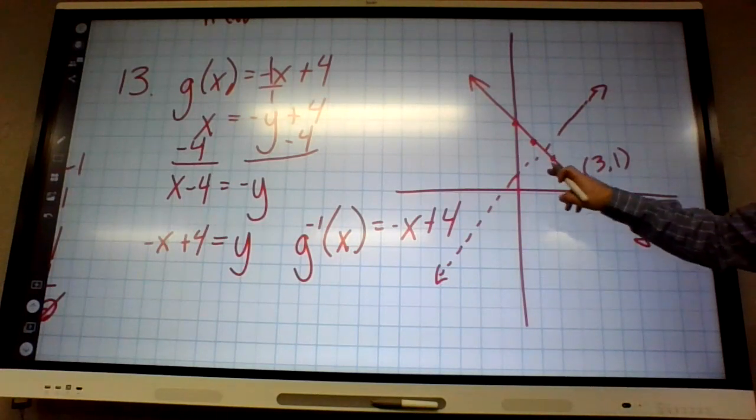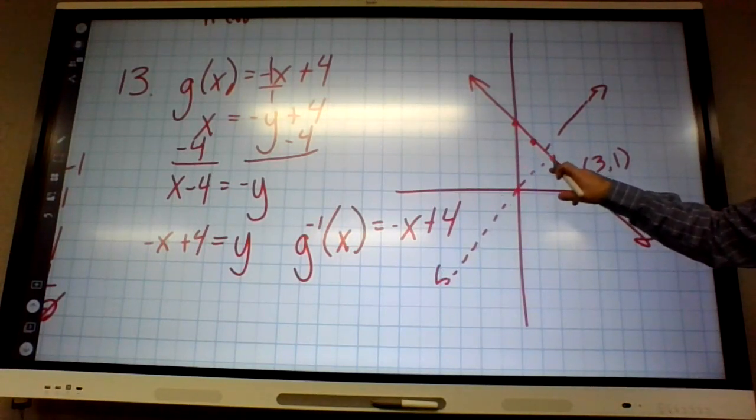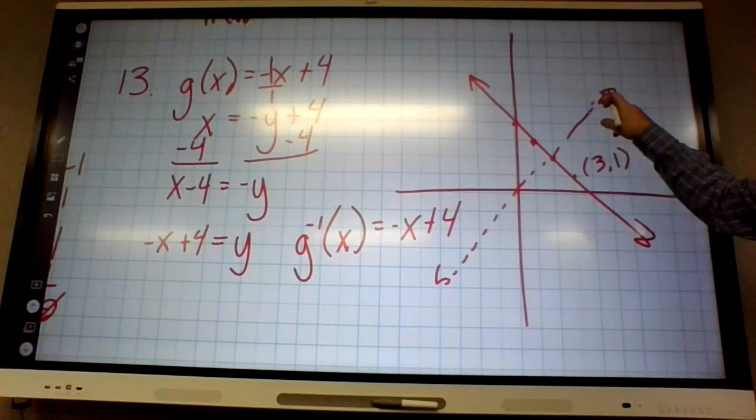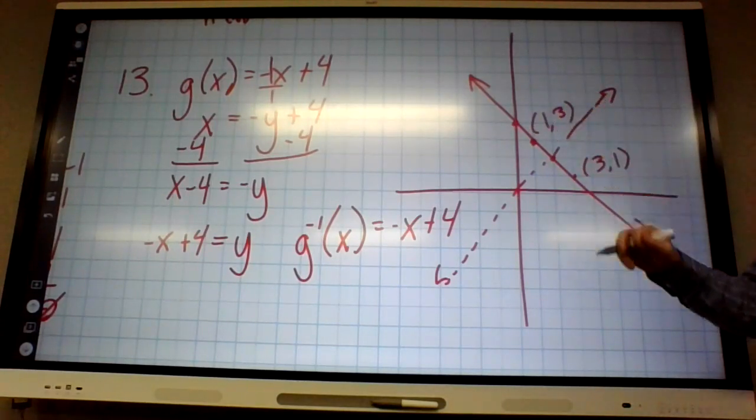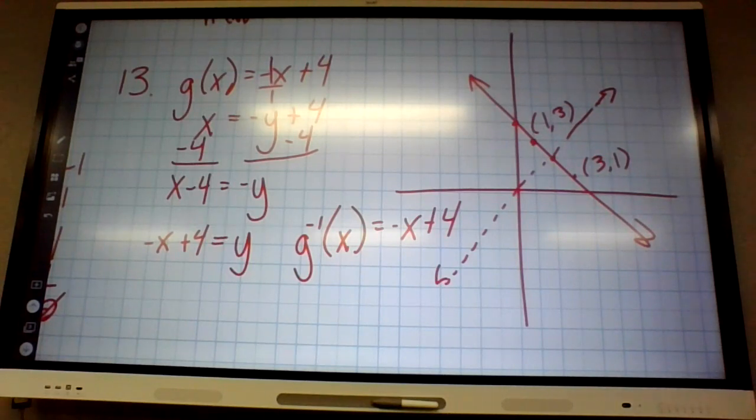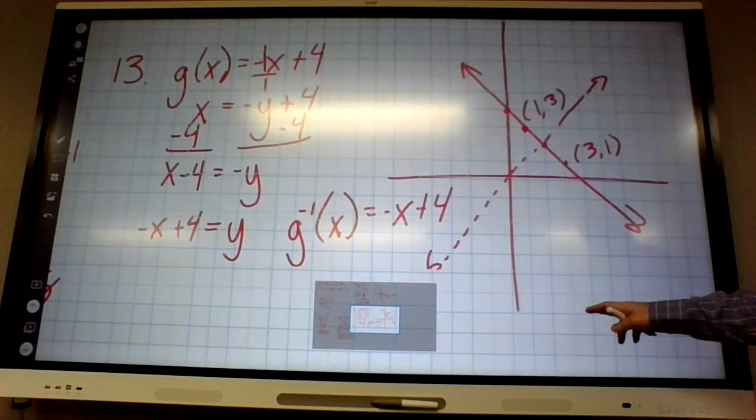That was kind of sloppy. There we go. All the inverse points are on the same line as the line itself. So basically anytime you have a slope of negative 1 on a line, it's going to be its own inverse.